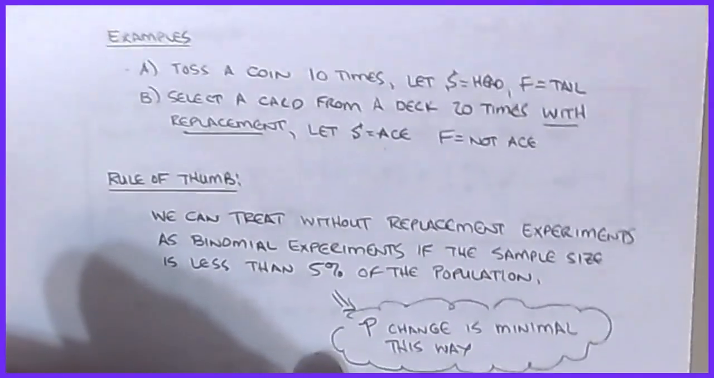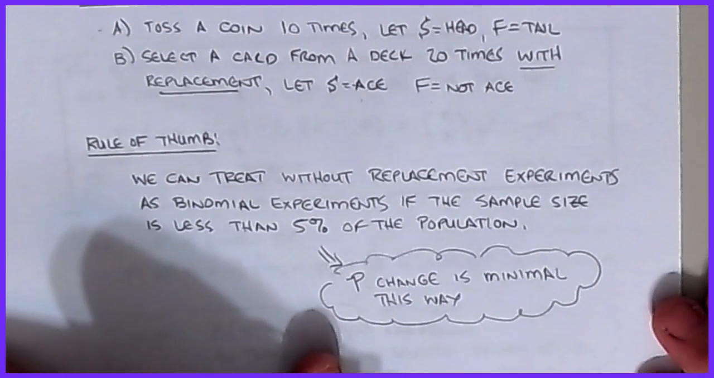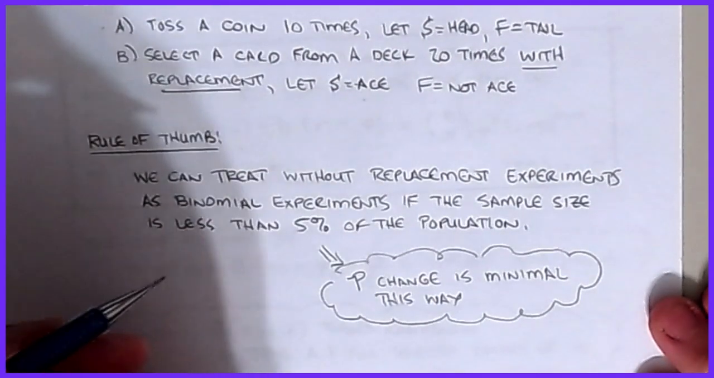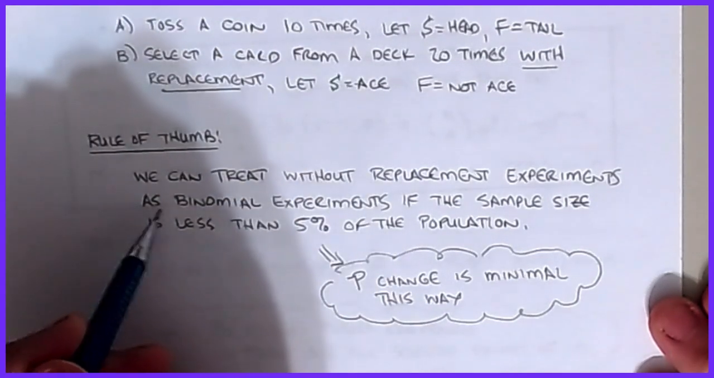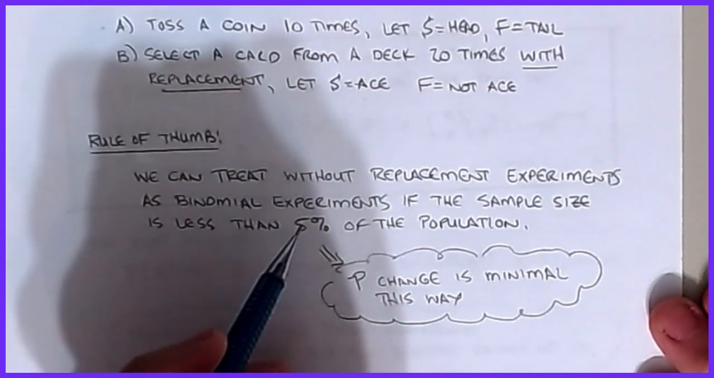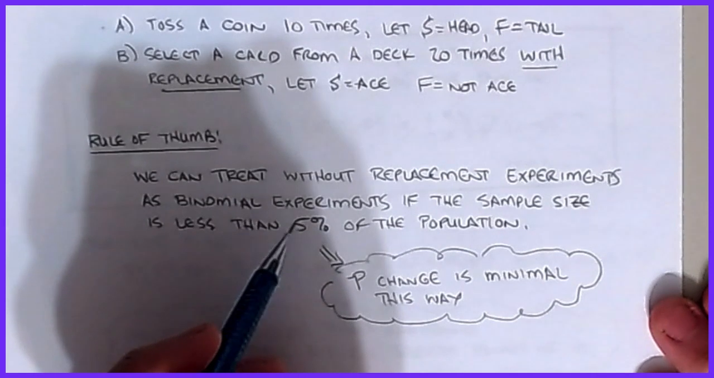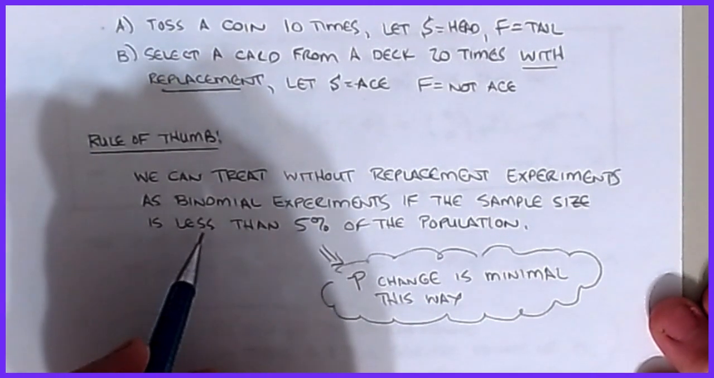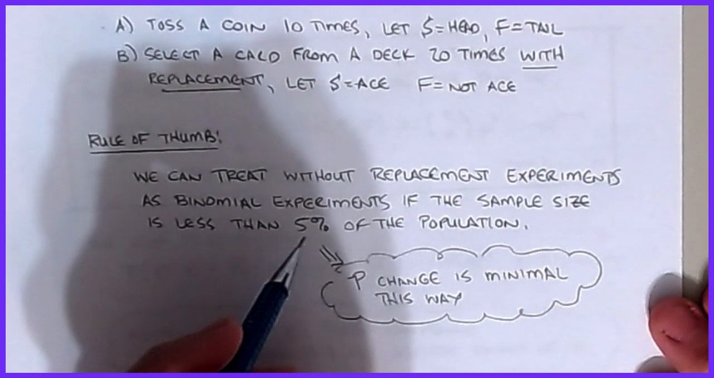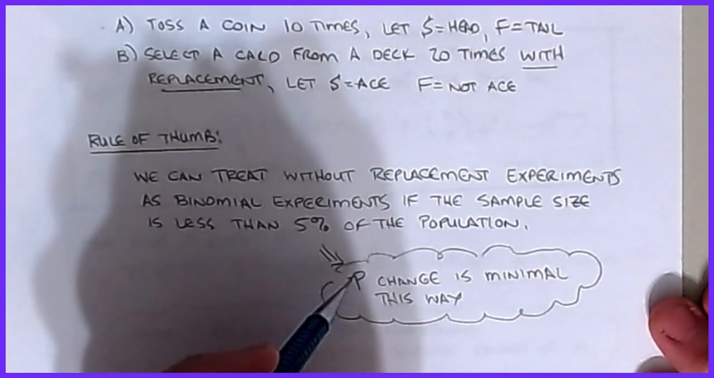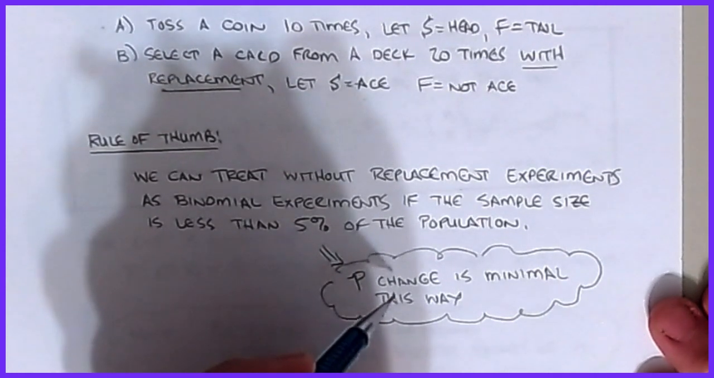Now, the rule of thumb for binomials, and what makes binomial experiments so powerful, is that we can treat without replacement experiments as binomial experiments so long as the sample size is a small percentage of the population. As a rule of thumb, if our sample is less than 5% of the population, then we find that the probability change is minimal.